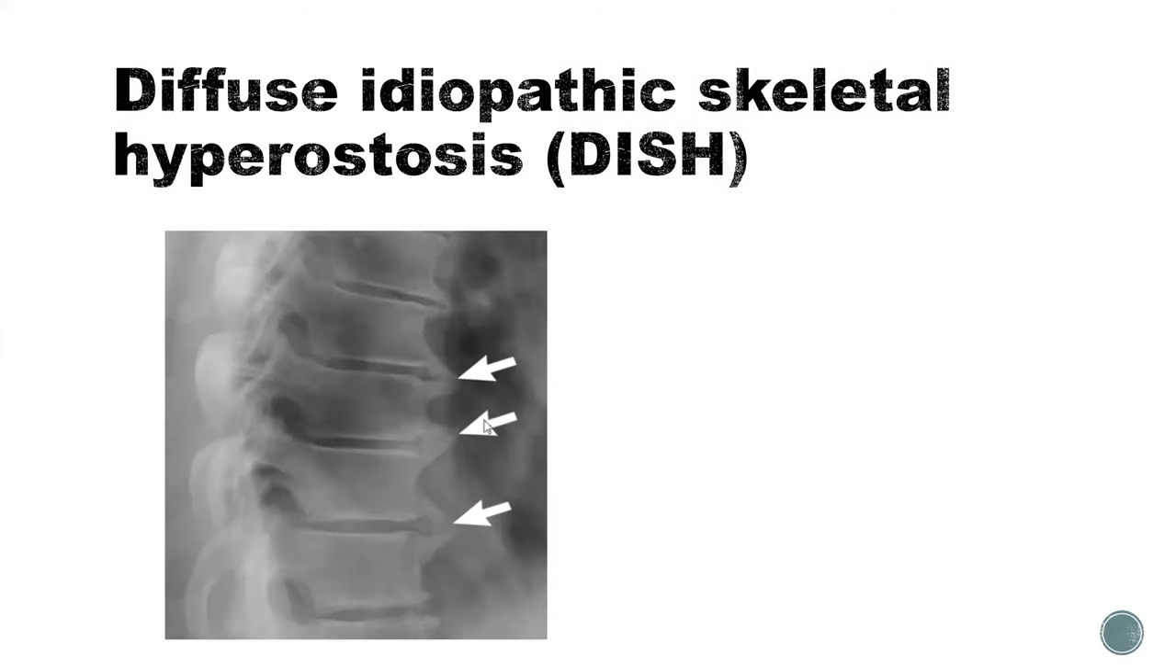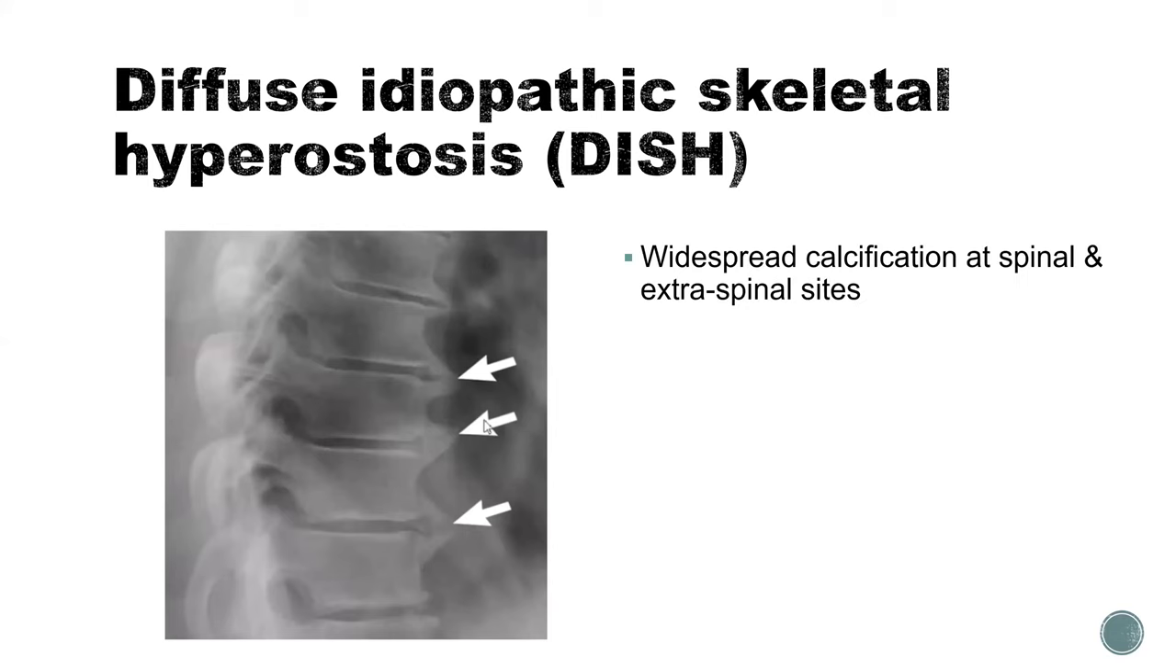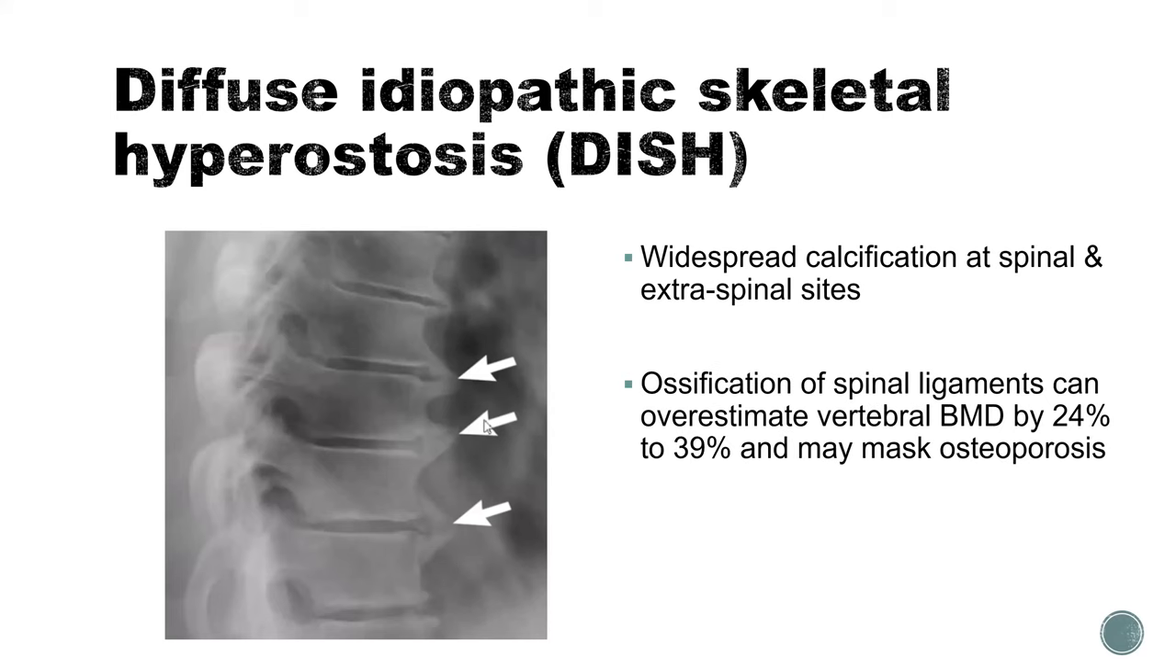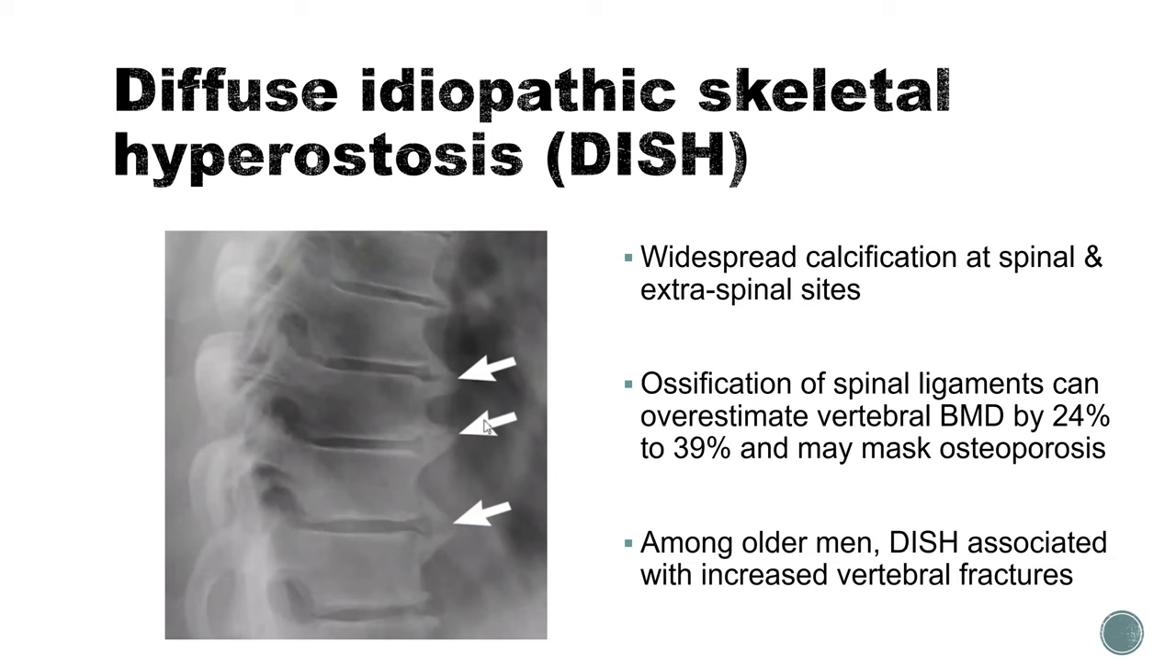The other condition we have is DISH, and with DISH you would expect, because of the excess osteophytes and calcification, that you increase and may overestimate bone density by about 24 to 39% in this particular study.